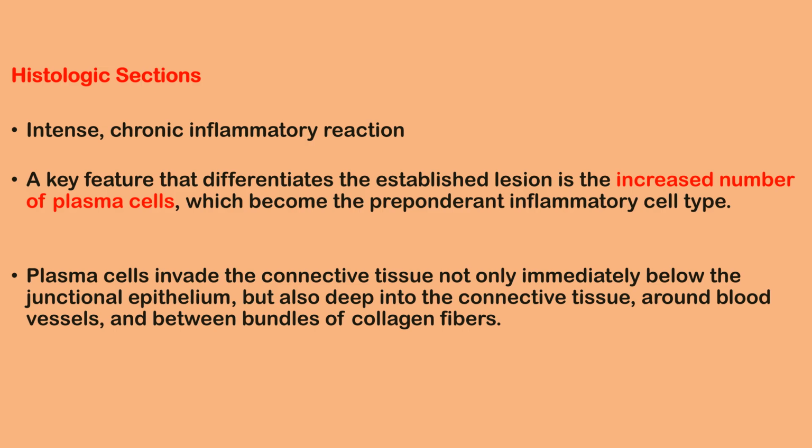Talking about the histologic section, this shows an intense chronic inflammatory reaction. A key feature that differentiates the established lesion is the increased number of plasma cells, which is the preponderant inflammatory cell type. Plasma cells invade the connective tissue not only immediately below the junctional epithelium but also deep into the connective tissue around blood vessels and between the bundles of collagen fibers.